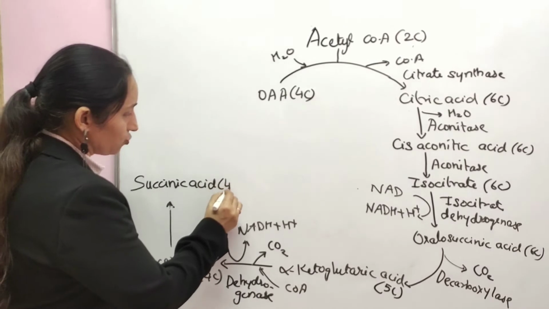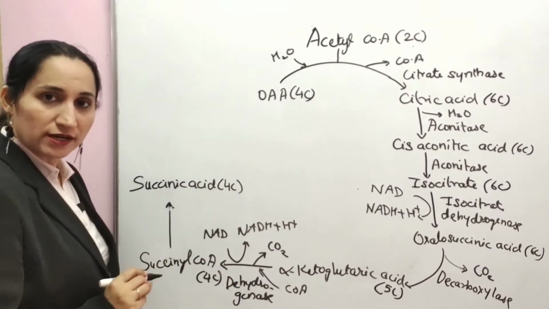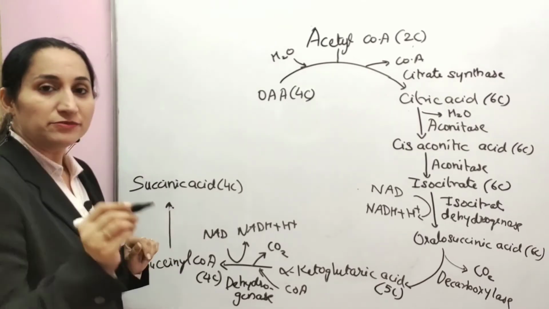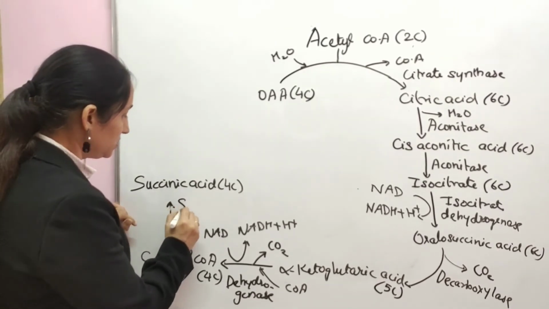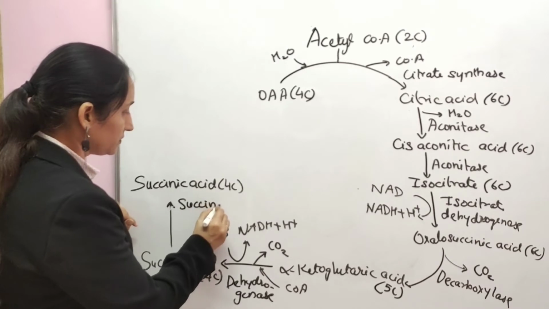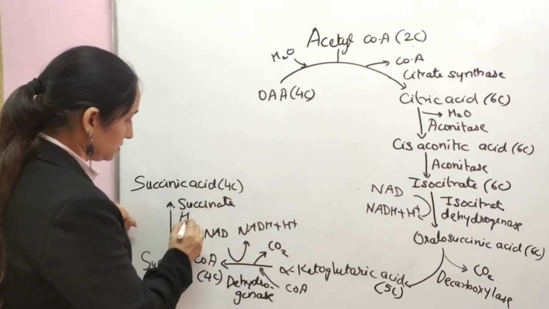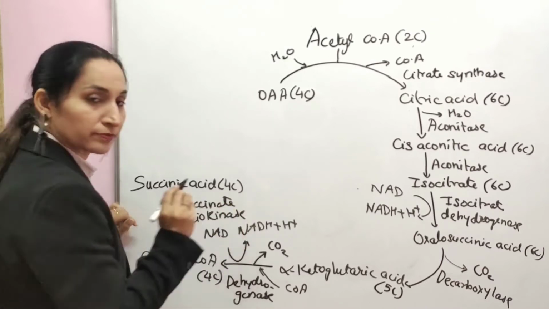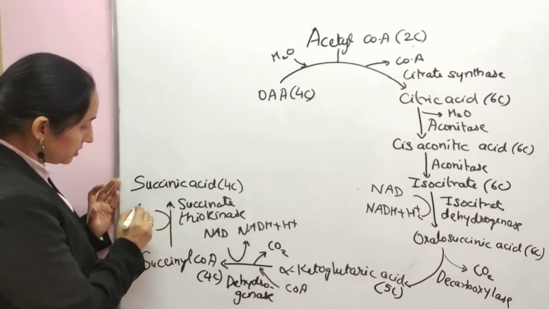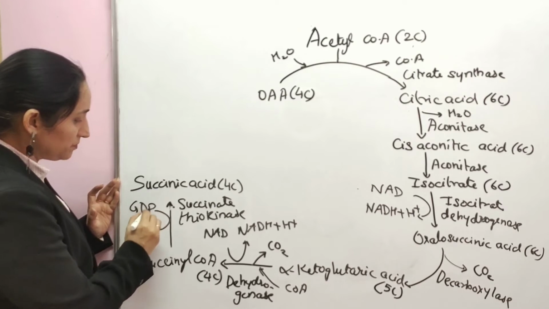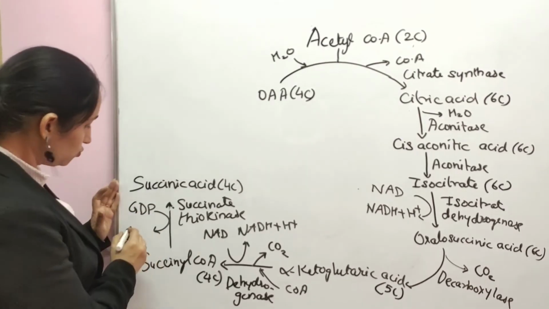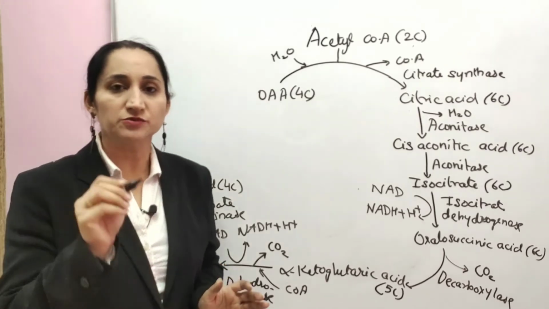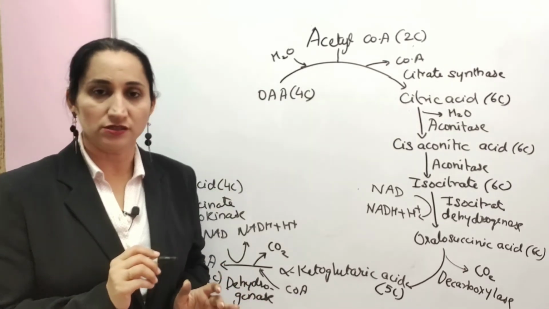Succinic acid is a 4 carbon compound. This was also a 4 carbon compound. In this reaction, the enzyme that is catalyzing this reaction is succinate thiokinase. In this reaction, GDP will be converted into GTP. This reaction is known as substrate level phosphorylation.